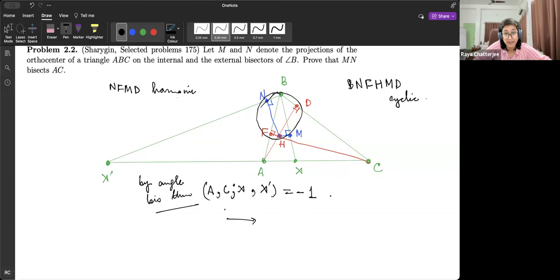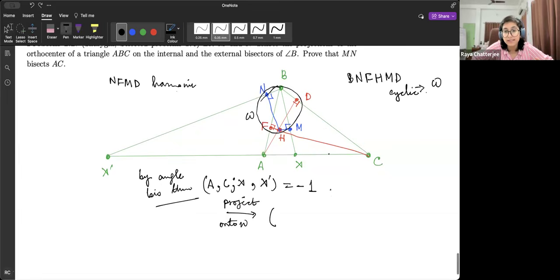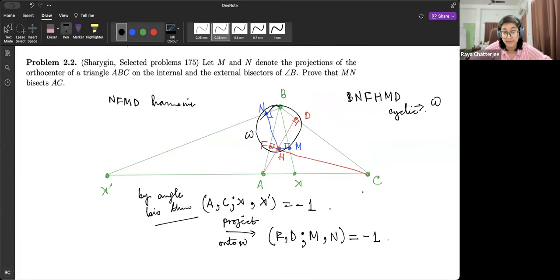So I can project onto this circle, I'll call it omega. What do you get? A goes to F, C goes to D, so that's FD. X goes to M, and X prime goes to N. So that is -1, right? Now, what did you want? You wanted MN to bisect AC.